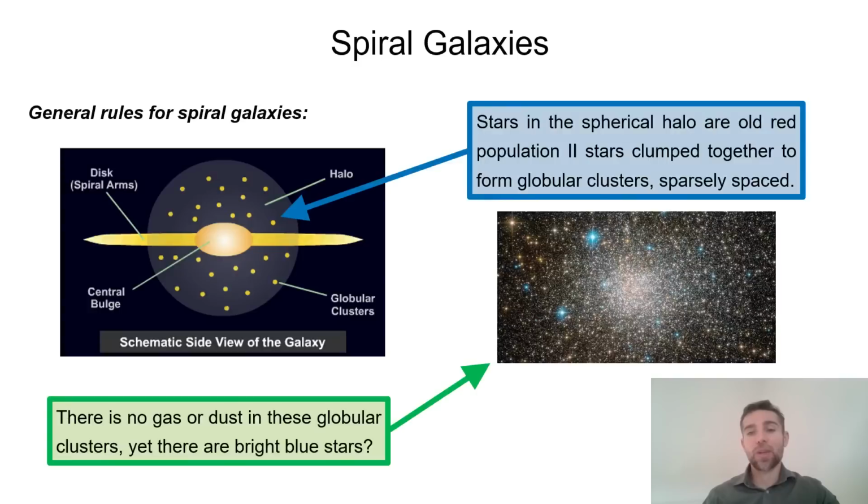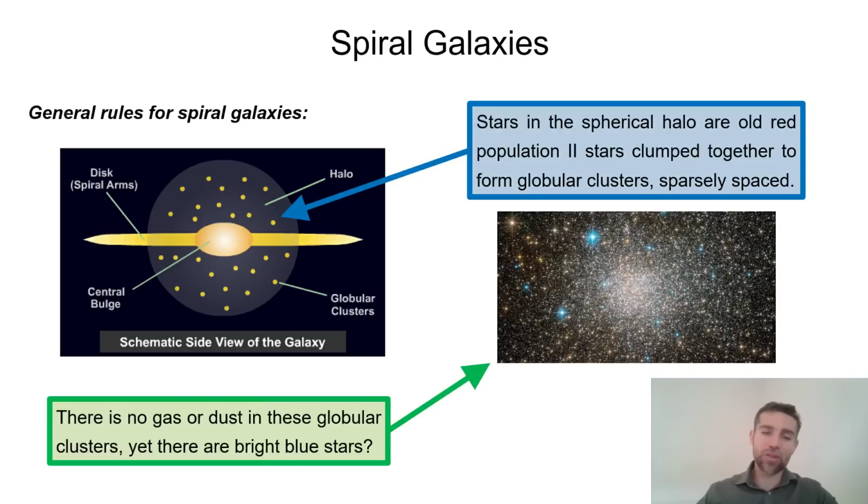Now we also have a halo. There's a fairly low density halo around the galaxy itself. It's spherical, and this is populated again by very old population 2 stars, red stars, and they clump together to form globular clusters, and they're quite sparsely separated. So they're almost like dwarf galaxies that are orbiting around the outside of the main galaxy. There's no gas or dust here, so there's no recent star formation. So that's why they're quite old. You don't really see any blue stars.